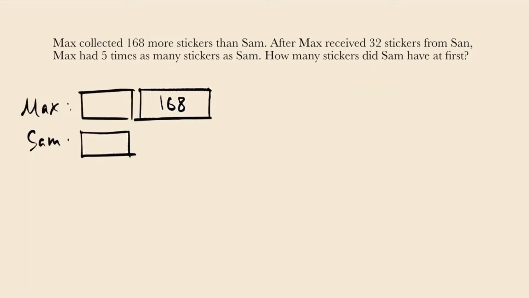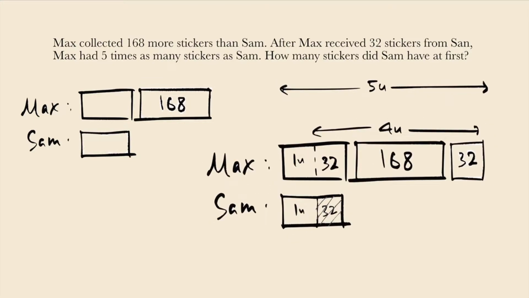Max collected 168 more than Sam. After Max received 32 from Sam, so 32 goes away, gets added here, and 32 is drawn up here. The result is Max had 5 times, so 1 unit for Sam, what he had left, so 1 unit up here, and 4 units for this known portion. So a total of 5 units in the end for Max.